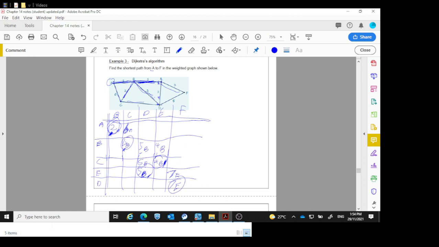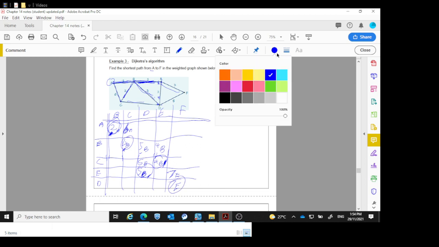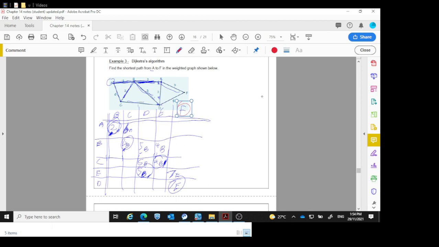So, shortest path, I'm going to go backwards, start here. F came from that 7, which was letter E. Okay, E, we've got letter B. That is my circle at B. Okay, column B is here, 2, and that came from the A.